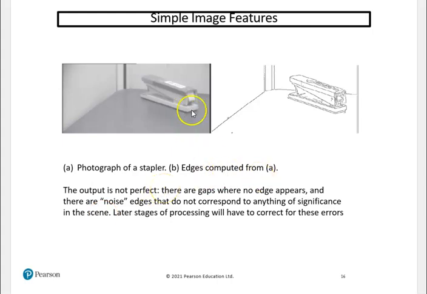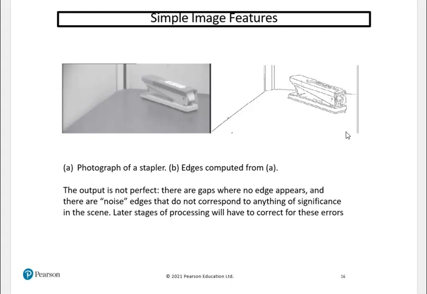So here's, for example, another explanation of this. On the left we have a photograph of a stapler, and on the right we have the edges that we can compute based on the pixel intensity from this photograph. Now the output is not perfect. There are gaps where no edges appear, and there are noise edges that do not correspond to anything of significance. Try to find them when looking at this image in your textbook.